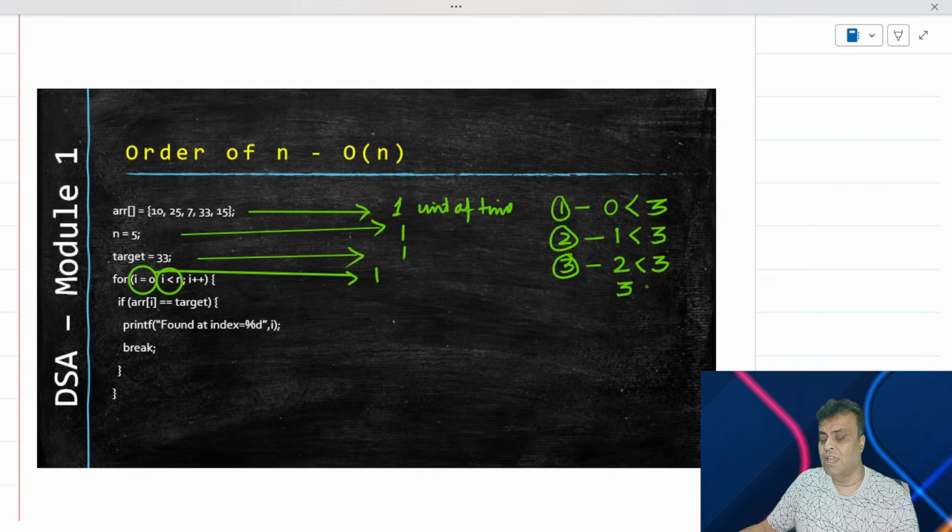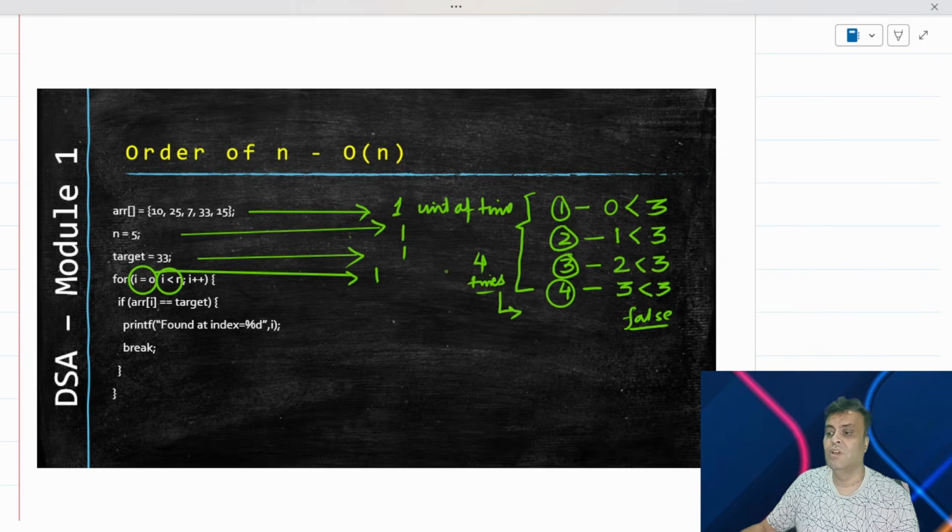Next time I has increased to 3 and it checks for 3 less than 3, and this is the fourth time it checks for that value, and this becomes false, and hence it exits. How many times did it check I less than 3? It checked it 4 times.